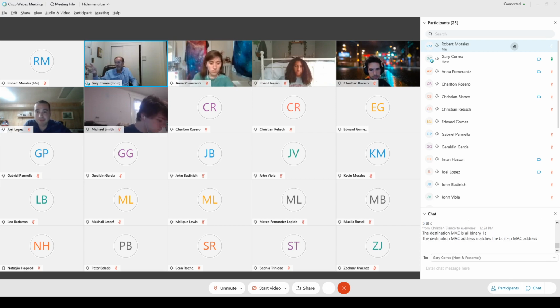Yes, I see the same people are doing a good job. So it's B, the destination MAC address is mine, it matches mine, so it's obvious. And C, the destination MAC address is all binary ones. All binary ones is the broadcast address. What's wrong with A? We don't want the source MAC address to be the binary ones. We want the destination. So it is B and C.